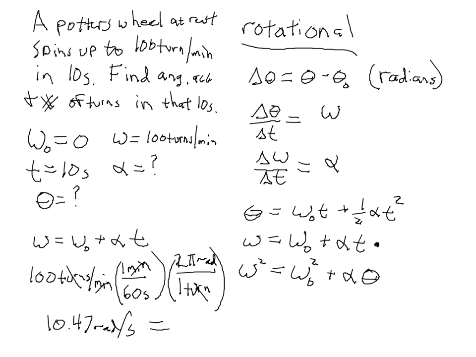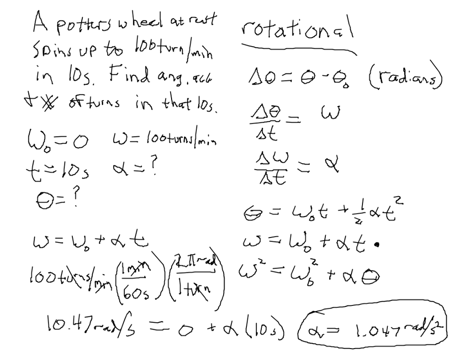That's equal to omega 0, which is given as 0, plus alpha, which we are looking for, times t, which is 10 seconds. So alpha is equal to 10.47 divided by 10, or 1.047 radians per second squared. That is the angular acceleration of the potter's wheel during the 10 seconds that it was speeding up.